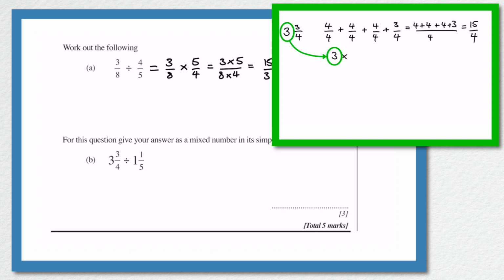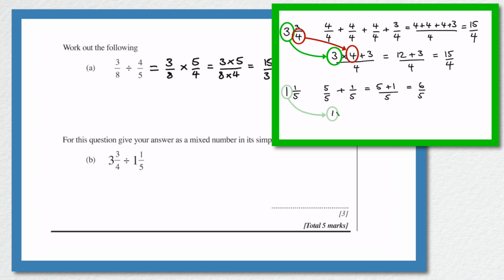Alternatively, think of this as 3 lots of 4, add 3, all over 4, which is equal to 12 add 3, all over 4, which is equal to 15 over 4. Now to change 1 1/5. Here we are dealing with fifths. So each whole number is 5 over 5, or 5/5. So 1 1/5 is 5/5 add 1/5, which is 6/5, or 6 over 5. Alternatively, you could have done this as 1 lot of 5 add 1, all over 5, which is equal to 5 add 1 over 5, which is equal to 6 over 5.